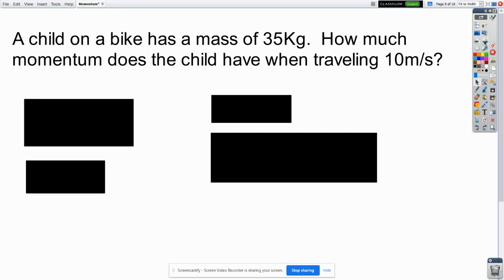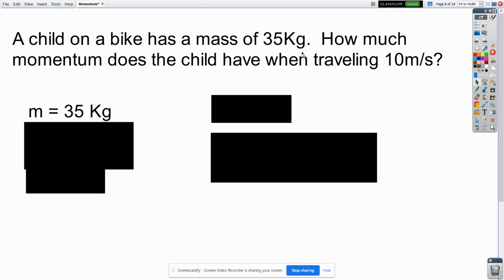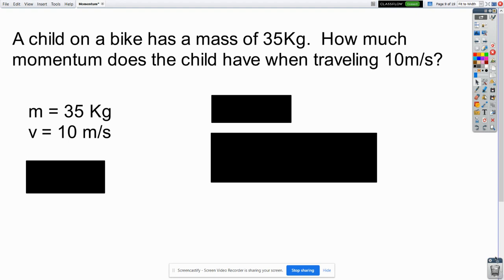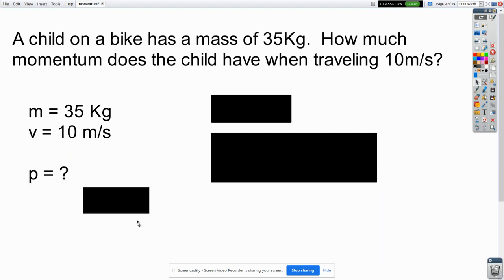So let's do a little bit of math with this so we can understand some of these relationships a little better and how the equation works. The child on a bike has a mass of 35 kilograms. How much momentum does the child have when traveling 10 meters per second? The 35 kilograms, that's a mass. Kilograms measure mass, and it does say mass. 10 meters per second, that would be a velocity. Meters per second is a velocity unit. And we want to know what the momentum is.